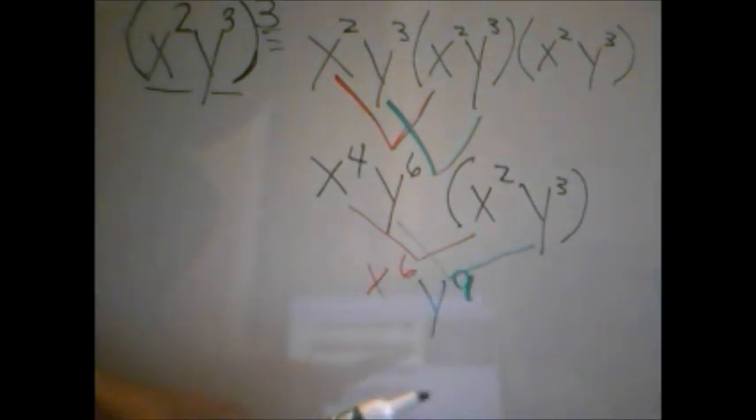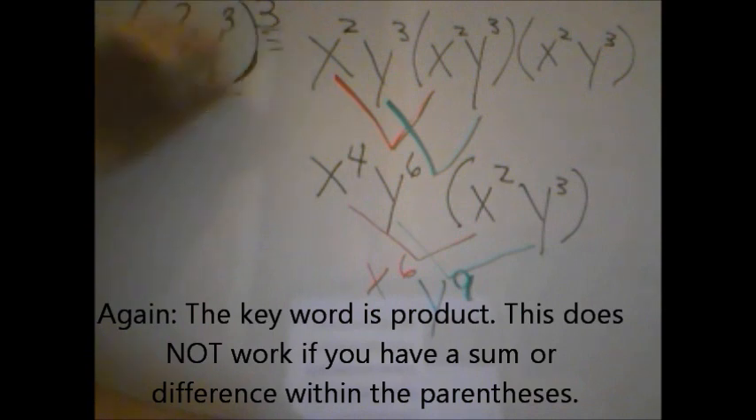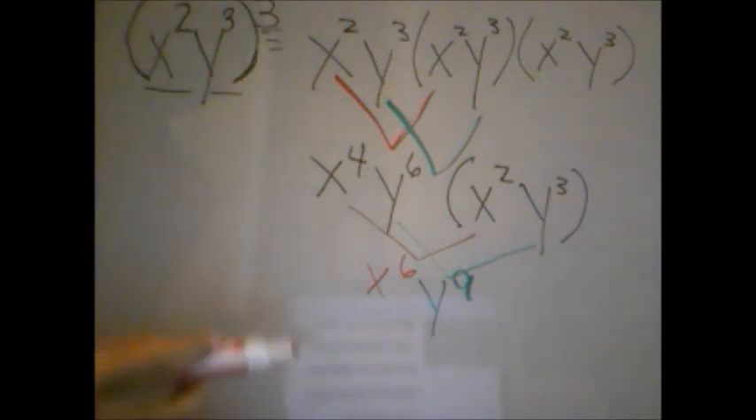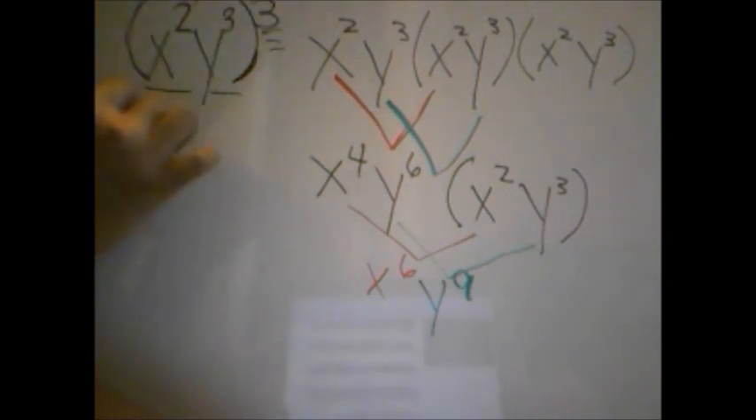In a more simple fashion, now since we've broken it down, I can tell you that when you see parentheses of this nature, all you have to do is multiply the exponents. If a product is inside of the parentheses and an exponent is outside of the parentheses, you just multiply these two. So with that being said, 2 times 3 would be x to the 6th, and y cubed times 3 is y to the 9th.